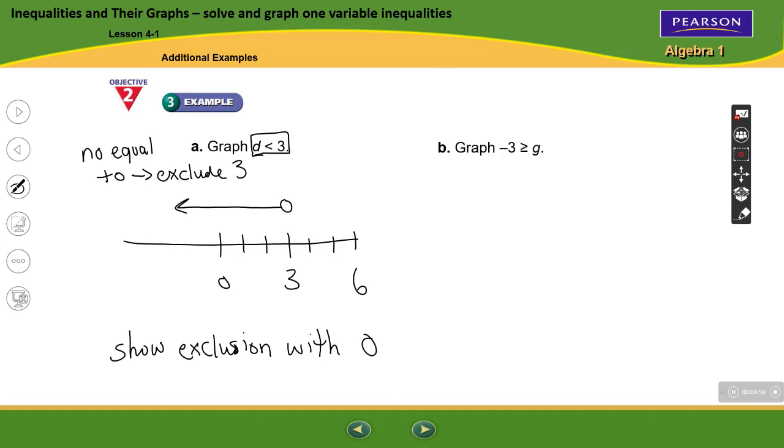Now we want to graph -3 is greater than or equal to g. Instead of doing that, I'm going to switch it all around. I'm going to flip the whole thing and reverse it, but keep it the same idea. So it's going to be g is less than or equal to -3. I always like the variables on the left. It gives me a better idea of what I'm looking at. So now I'm going to go like this. Another number line. Here's 0, 1, 2, 3, 4, 5, 6. We want to decide, again, the type of circle. This time we have an equal to.